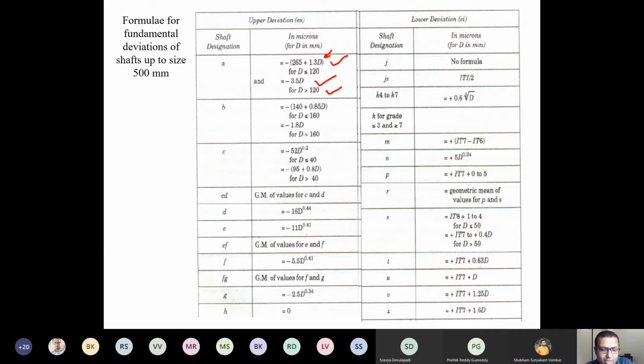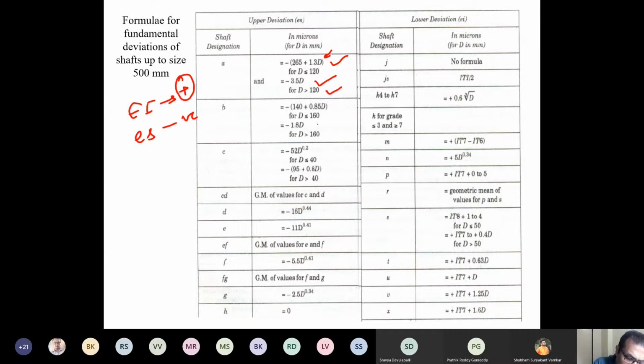This is for shaft, and for the hole it is exactly symmetric, right? So for hole it will be capital EI and it will be positive. For shaft it is ES and negative. So ES is your upper deviation and EI is the lower deviation. So EI is the lower deviation of the hole and ES is the upper deviation of the shaft. And these are the formulae.